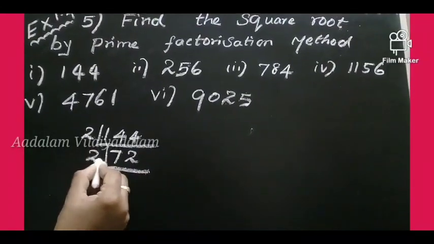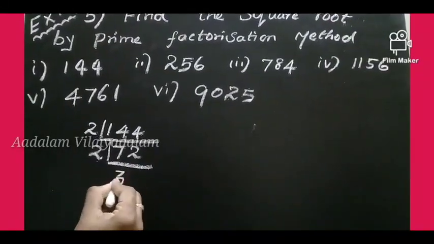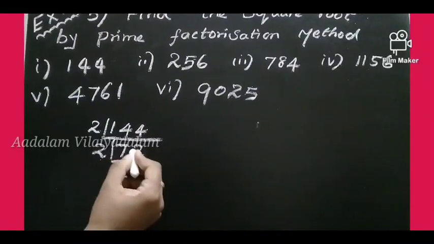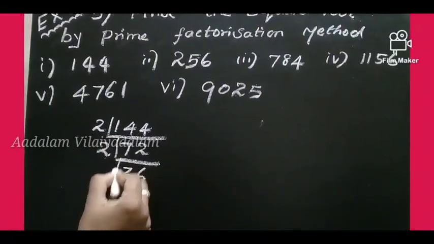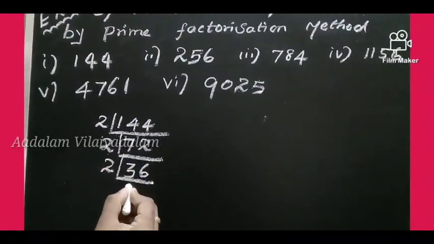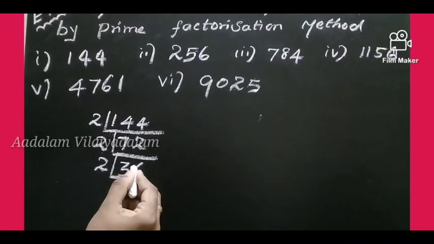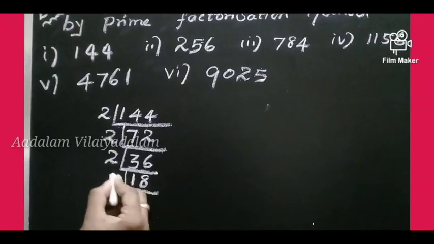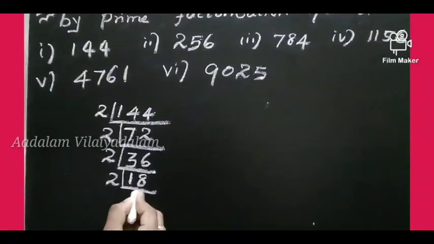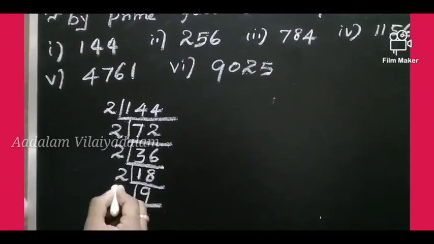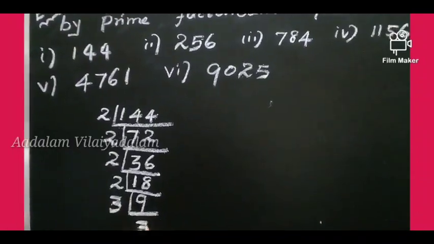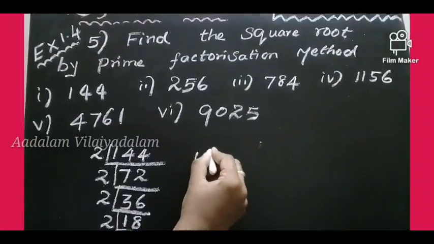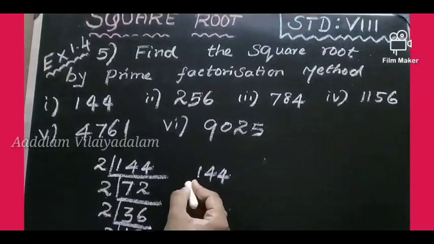So again 2 table, 2 threes are 6. Balance 1, 12. So 2 sixes are 12. Again 2 table, 2 ones are 2. Balance 1, 16. So 2 eights are 16. So 2 table, 2 nines are 18. So 3 table, 3 threes are 9. So for 144, you can find the square root.